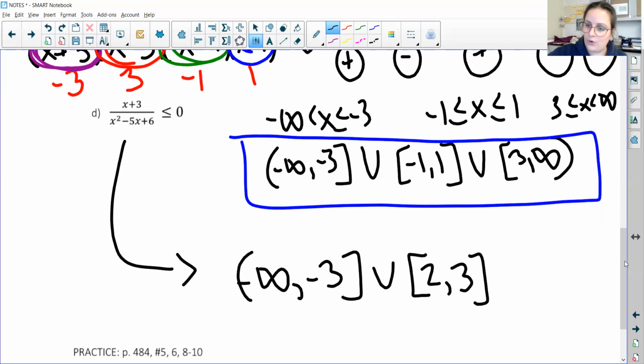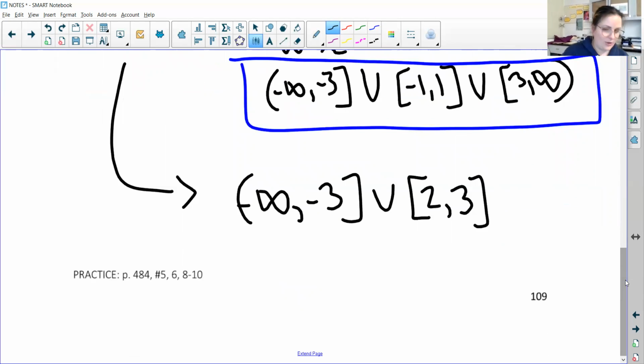Right, so for practice, I would like you to do the following questions, except for I've already assigned 6. So you're going to do number 5 and 8 to 10. 5 is specifically about sign analysis, and 8 to 10 is overall summarizing all of lesson 3, which includes the 4 different methods: graphing, roots and test point, case analysis, and sign analysis.